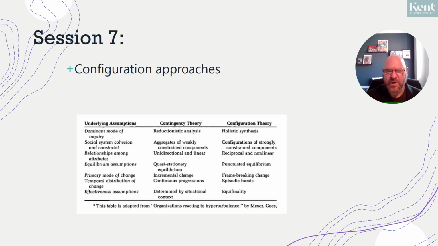Our final one that we're looking at here is the configuration approaches. This is a slightly different take on the contingency theory. So what was helpful here is just to show you the comparison between the two. We start with the underlying assumptions, but then the contingency approach takes more of a reductionist way, and again is a reflection of most likely a hard HR approach, whereas your configuration theory is looking more to a soft HR, a more holistic way in which you're bringing all of this together.